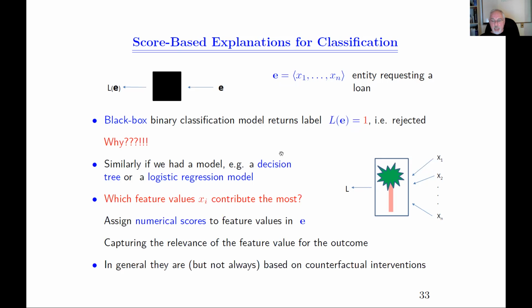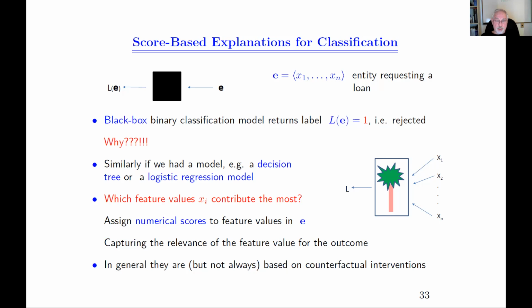So again, in either case, the question is which feature values xi here contribute the most to the outcome, to the rejection in this case. So we want to assign numerical scores to feature values in the entity here, trying to capture the relevance of the feature values for the outcome. In most of the scores and approaches that are used for explanations, there is always some sort of counterfactual intervention, either explicit or implicit.